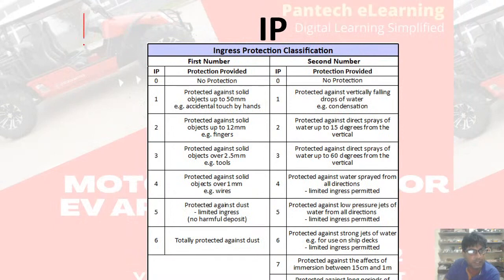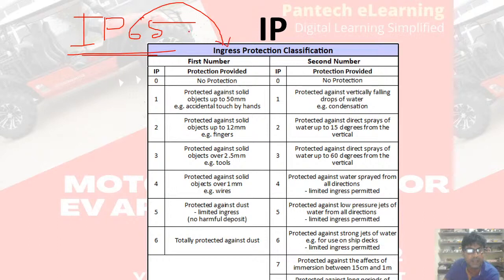Ingress protection. You may see somewhere on the motor it is written IP65. What is that? This is basically ingress protection. The first number is for dust and the second number is for water. So these are the digits. 6 means totally protected against dust. 5 means there will be no harmful deposit, and dust of harmful size should not enter inside.